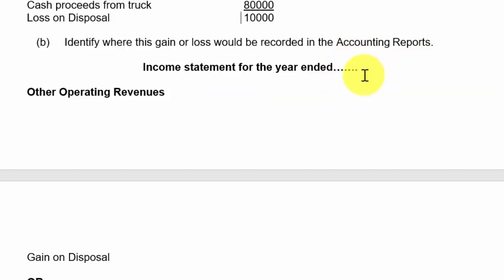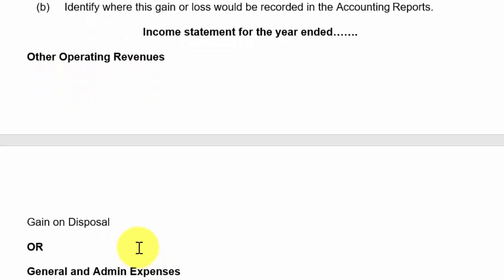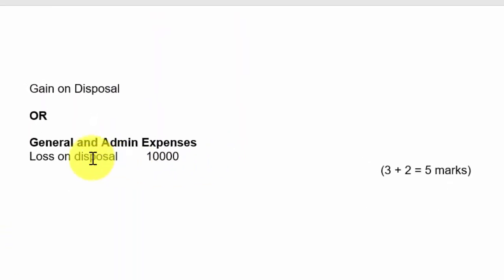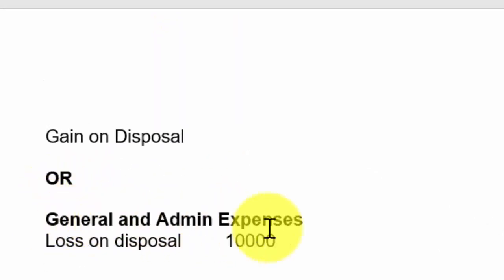You must realise that it's either going to be reported as a gain, therefore we put it as an operating revenue, right? It's a gain on disposal, but we've got a loss, so therefore that will go in as a general and admin expense here for $10,000.